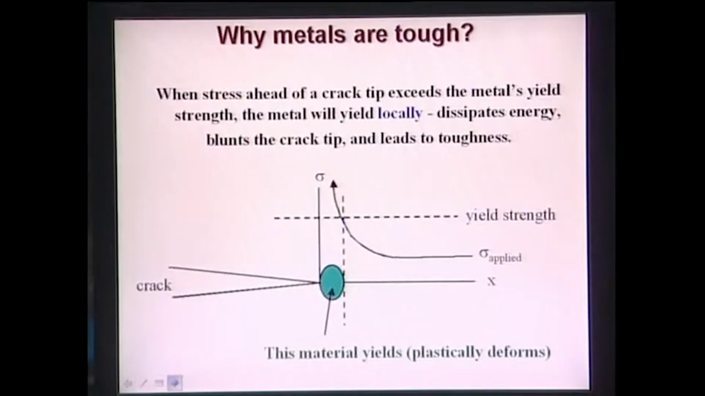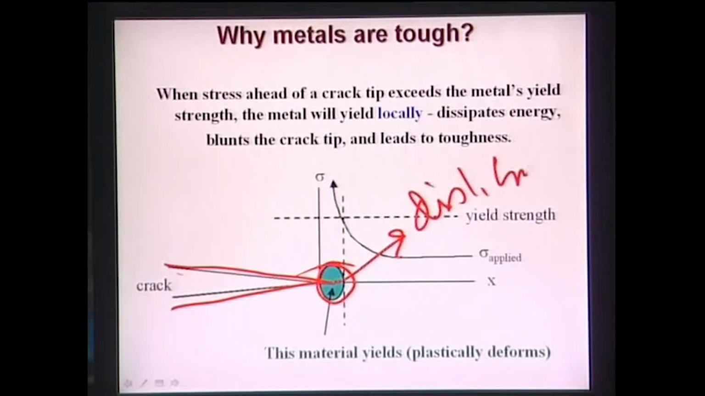And why are metals tough? Metals are tough because ahead of the crack tip, in this region you have the material that yields and plastically deforms, and this region is actually where the dislocation motion takes place. Okay, this is the yielded region.